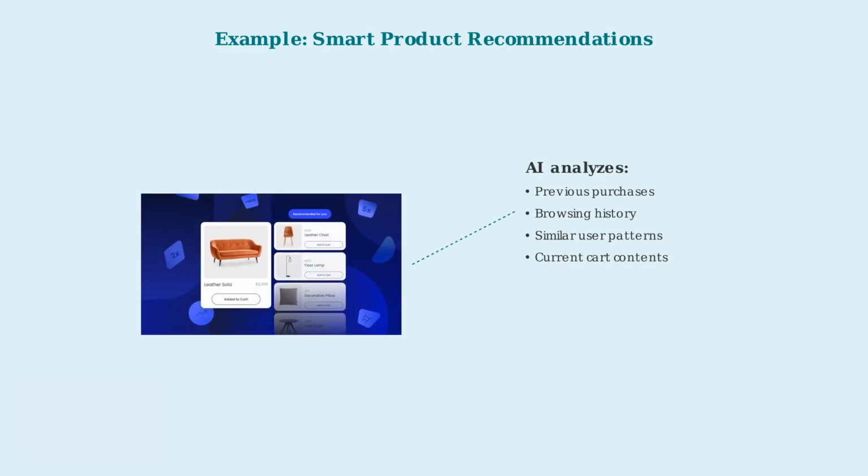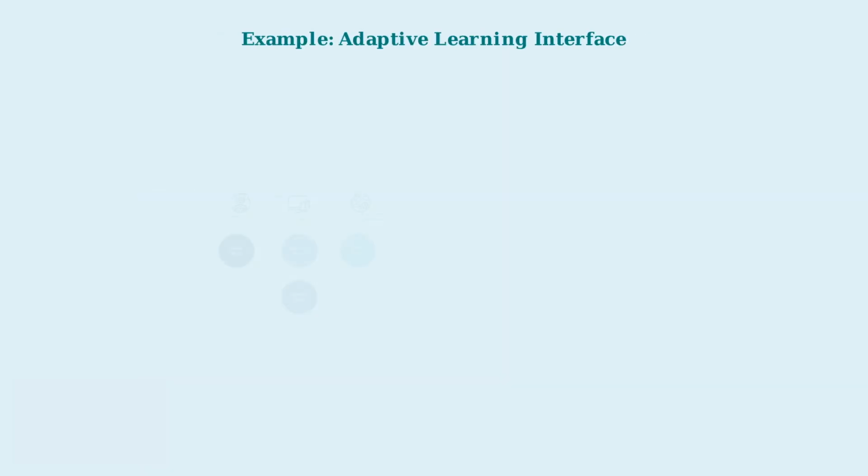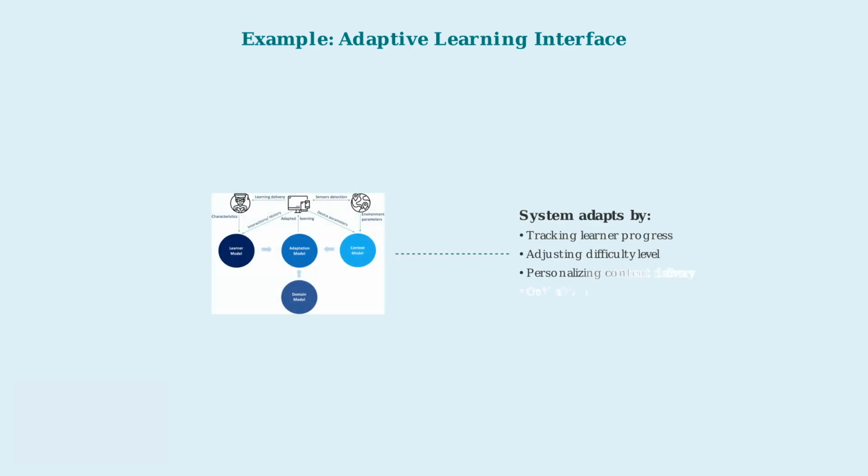After a user adds a leather sofa to their cart, the AI instantly analyzes their behavior, previous purchases, and similar user patterns to recommend complementary items. Educational platforms use AI to create adaptive learning experiences. The system continuously monitors learner characteristics, environmental context, and device parameters to personalize the learning delivery in real time.